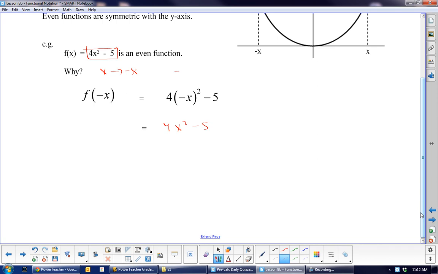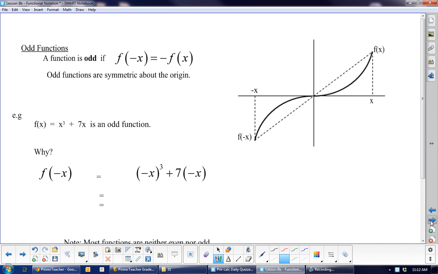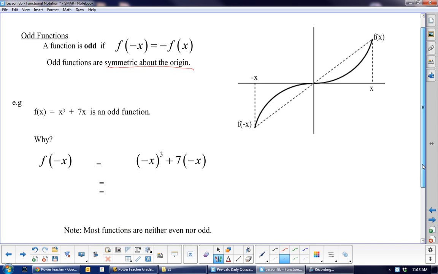Okay, so that's what an even function is, and we're going to do more examples. An odd function is, if you put negative x in, you get negative f of x out. These are symmetrical about the origin. So if you were to rotate 180 degrees, it would be the same picture, okay? It's also the same thing as reflected on x, then reflected on y.